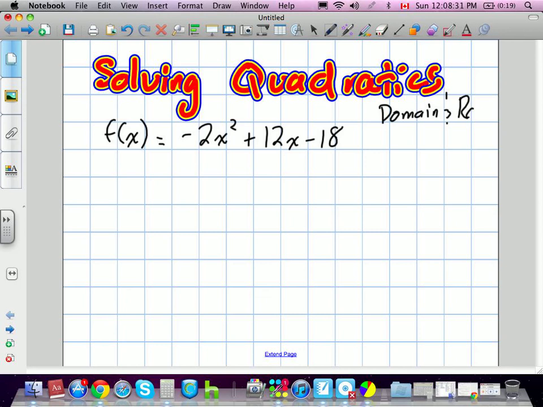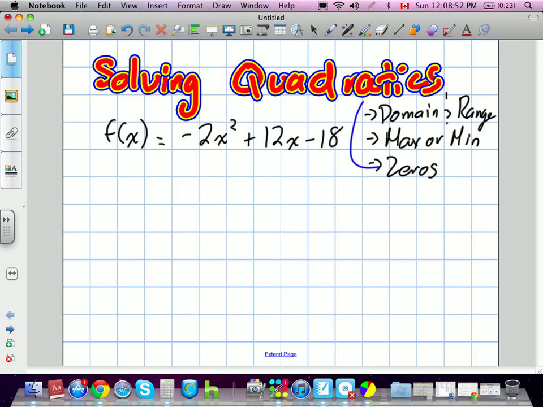They want to know domain and range. They want to know max or minimum height. Maybe they also want to know what the zeros are. Max, min, height, zeros, domain and range. We can even throw in an extra question after. But what we're going to do is find these three things essentially in three different ways.